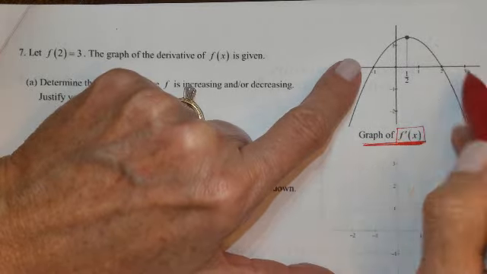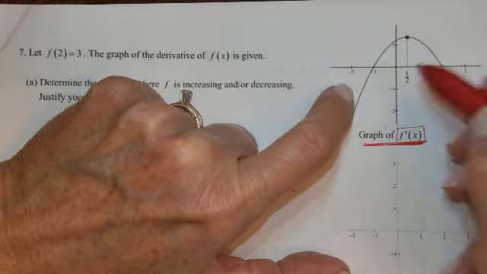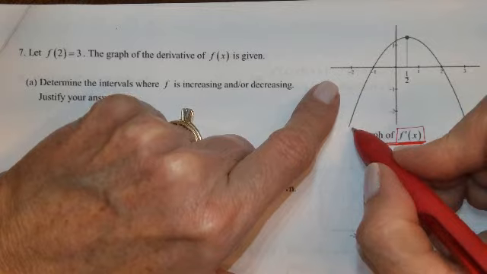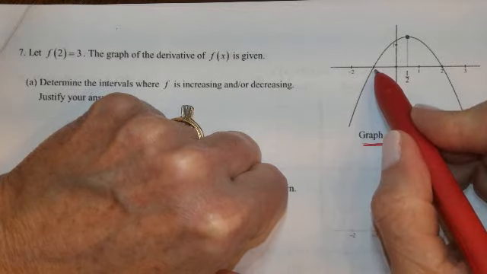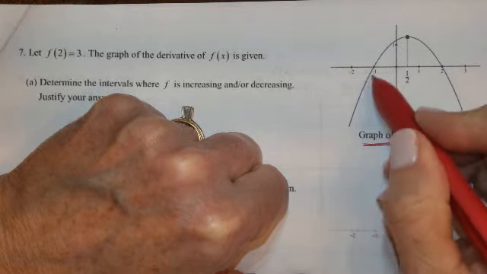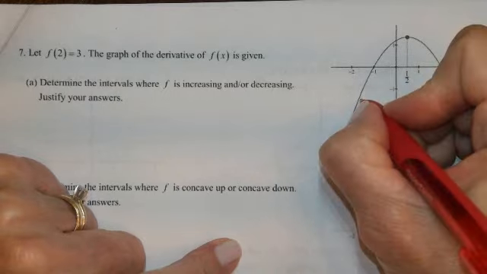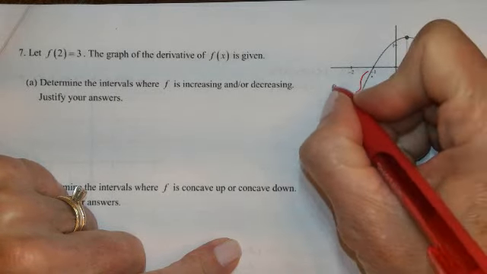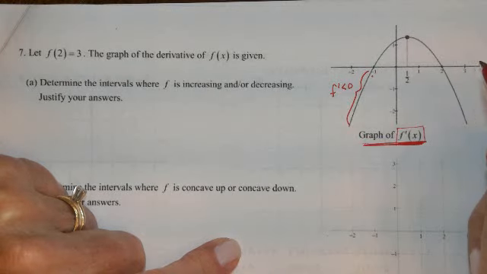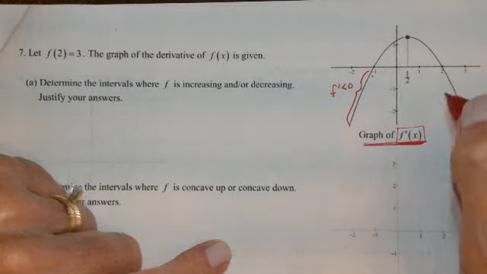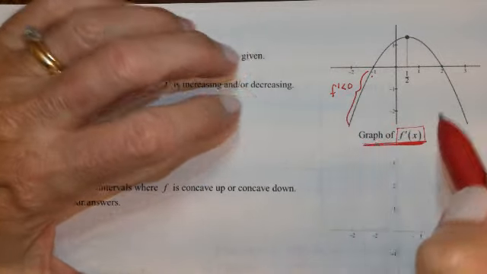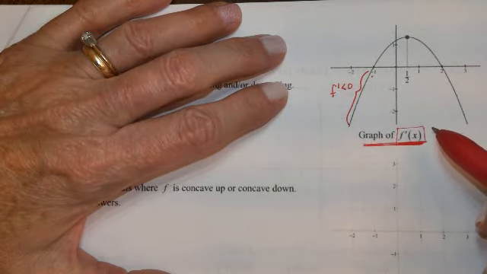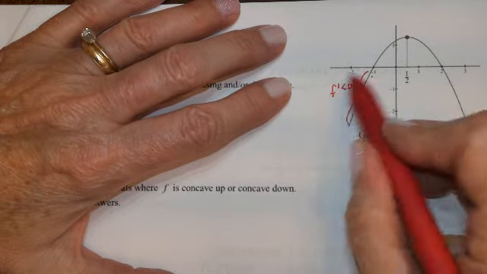On the graph, this is f prime. So from x is negative infinity to x is negative 1, f prime is negative here. Right here, f prime is negative. What does that mean f is doing? If f prime is negative, what's f doing? F is decreasing, right? So f would be decreasing from negative infinity to negative 1.